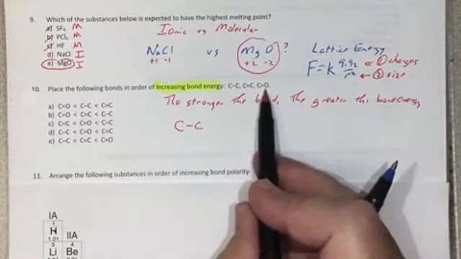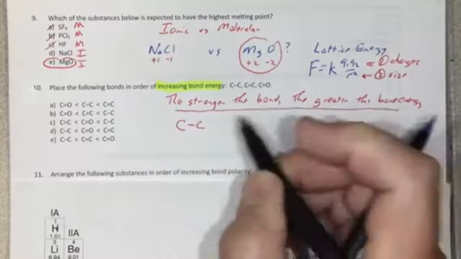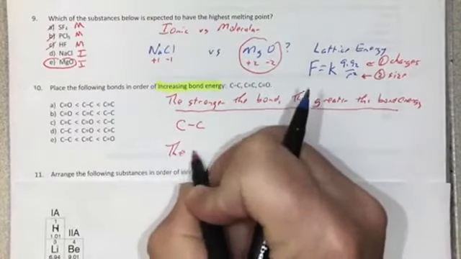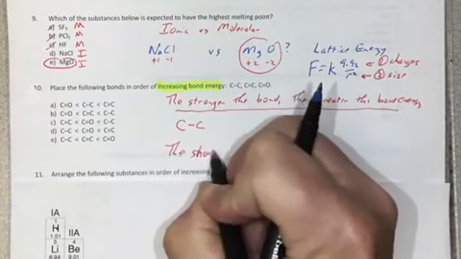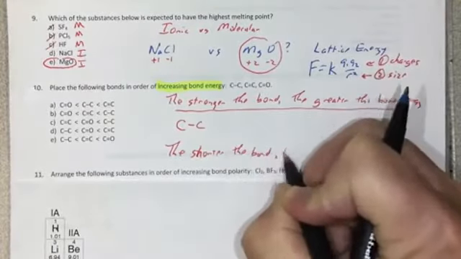Now, between carbon-carbon and carbon-oxygen double bonds, which is stronger? Well, the next rule of thumb that we're going to use is the shorter the bond, the stronger the bond.